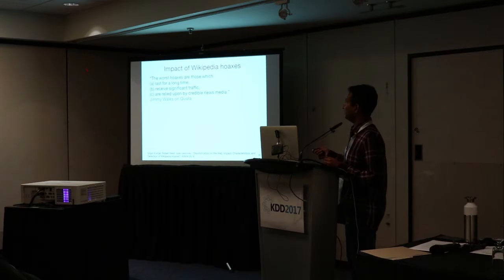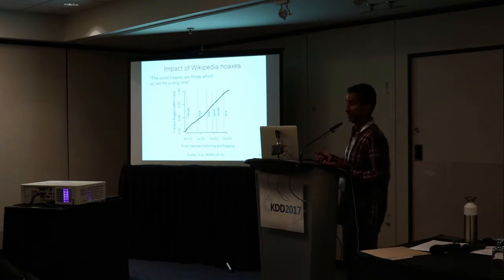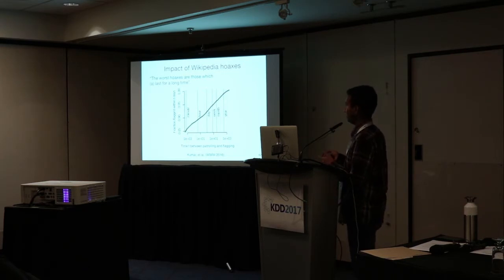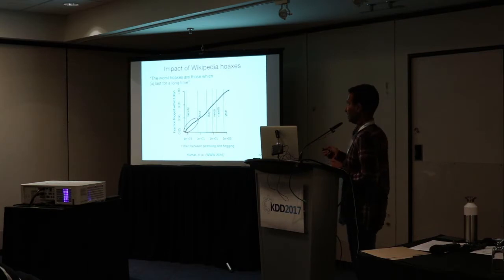And we study the impact across these three dimensions. So starting with the first one, on how long a particular Wikipedia hoax lasts. Here on the x-axis is the time the hoax survives, and on the y-axis is the fraction of hoax articles that are found. What we see here is that 90% of the hoax articles are correctly identified within an hour of being created, which is a very short period of time.